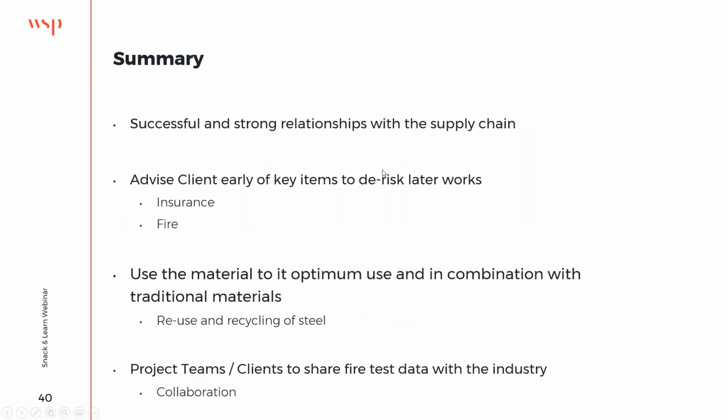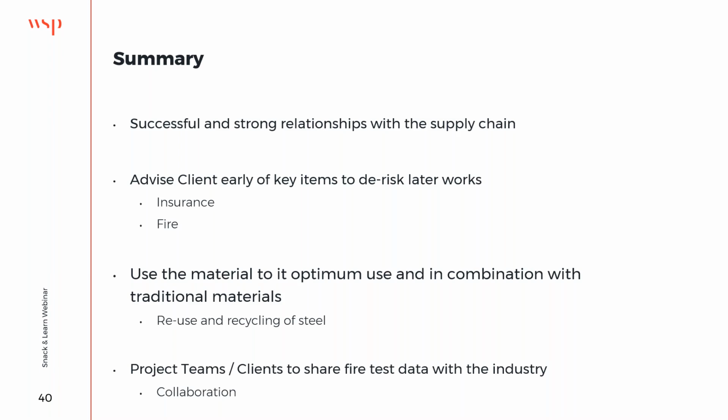So in summary, this type of construction, or these types of modern methods of construction, work based on successful and strong relationships with the supply chain. So understanding those relationships, understanding the key players and talking to those people early is very important. As well as that, advise your client early of all the key items to de-risk works later. For example, make sure their insurers are on board with this type of construction, make sure they understand the requirements of fire and that a full-scale fire test may be required.